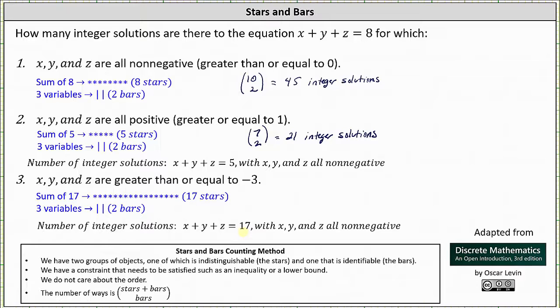So the number of integer solutions to x plus y plus z equals 17 with x, y, and z all non-negative is the same as the number of integer solutions to the original equation when x, y, and z are all greater than or equal to negative 3. Notice this gives us 17 stars and 2 bars, which indicates the number of integer solutions is 19 choose 2, which is 171. There are 171 integer solutions to the original equation when x, y, and z are all greater than or equal to -3, which is the same as the number of integer solutions to x plus y plus z equals 17 with x, y, and z all non-negative.